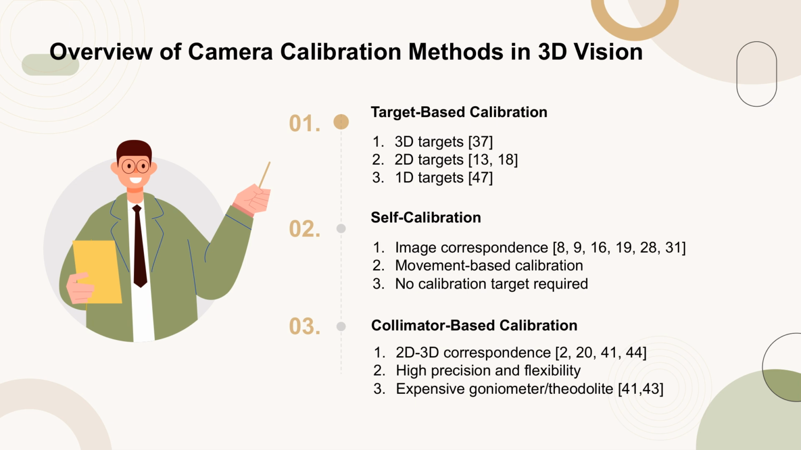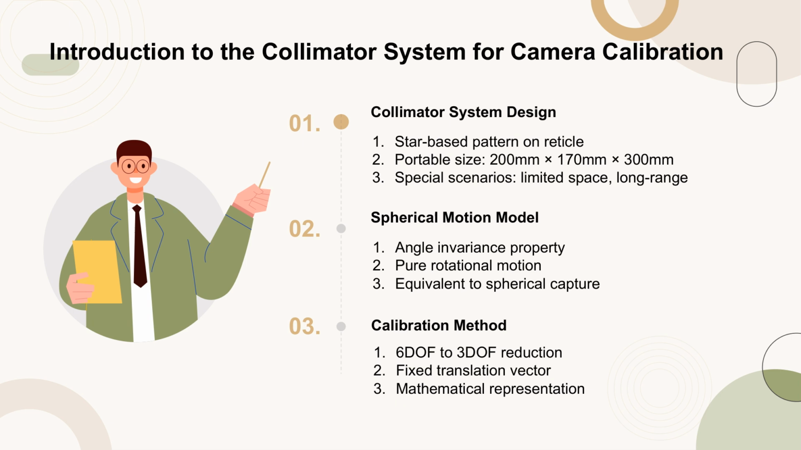Camera calibration in 3D vision is a critical area of research. Target-based calibration methods use various types of targets such as 3D, 2D, and 1D targets to ensure high accuracy. Self-calibration techniques, on the other hand, establish image correspondence during camera movement without the need for a calibration target. Collimator-based calibration provides a precise and flexible solution within limited spaces, though it often requires expensive equipment like goniometers or theodolites. The collimator system designed in this paper features a star-based pattern attached to the reticle, which provides rich gradient information for accurate feature extraction.